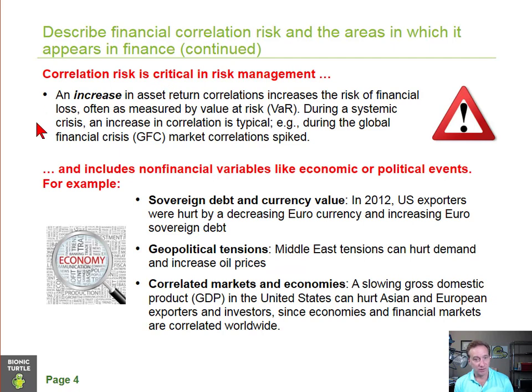Correlation risk is critical in risk management, and in general, an increase in asset return correlations increases the risk of financial loss, which is often measured by value at risk. We'll see the formula in a few slides forward, but we know this generally with the portfolio VaR calculation, that classic formula for portfolio volatility, which scales to portfolio value at risk. In general, an increase in correlation increases the volatility and therefore the VaR.